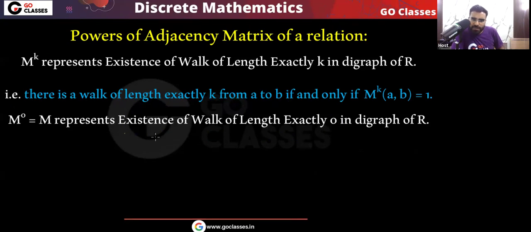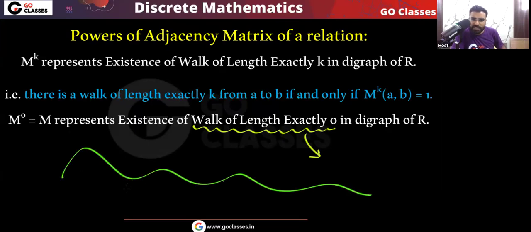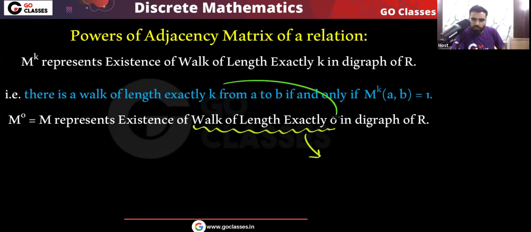Is this clear? Now you tell me, a walk of length 0. When can you have a walk of length 0? The length of a walk is the number of edges in the walk. What is the meaning of a walk of length 0? Tell me. A walk of length 0 means there should be no edge. This is a walk of length 0. Yes or no? These are the walks of length 0.